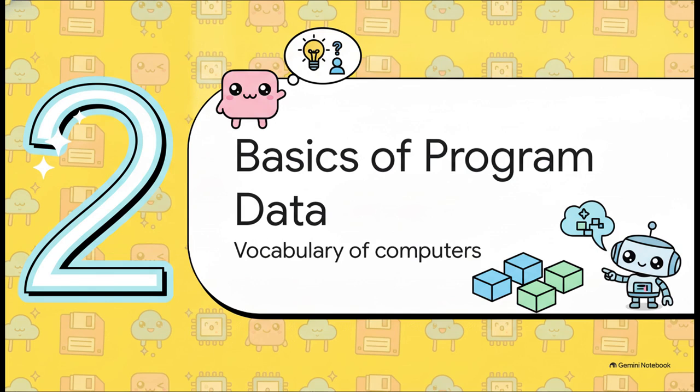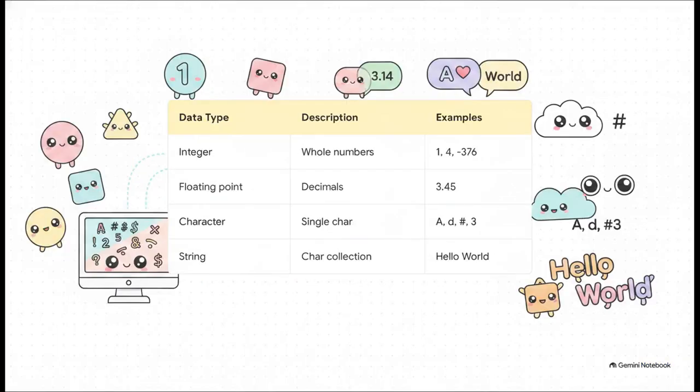Moving right along to Section 2, the basics of program data. Time to learn the vocabulary of computers. Now that we've got human logic down, we need to transition to the raw vocabulary that a computer actually understands. Data enters a computer as just unorganized facts, so we have to explicitly tell the machine what type of data it's looking at. For example, we've got integers, which are just whole numbers, like 1, or negative 376.